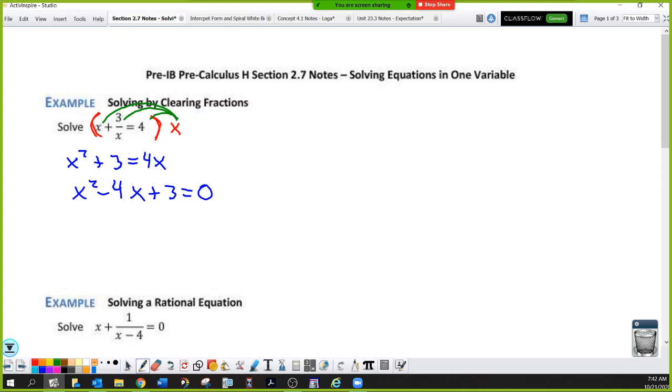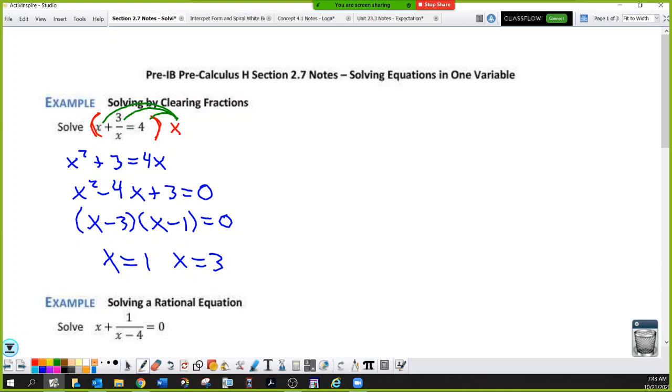You're looking for the two numbers that multiply to positive 3 that add to negative 4. Negative 1, negative 3. Negative 3, negative 1. Order doesn't matter. Negative 1, negative 1, positive 4? No, they both have to be negative in order for it to multiply to be a positive 3. Well, then wouldn't it be negative 4, negative 1? No, because negative 4 and negative 1 would multiply to positive 4, but they would add to negative 5. We need them to multiply to positive 3 and add to negative 4. What it gives us is x equals 1 and x equals 3.